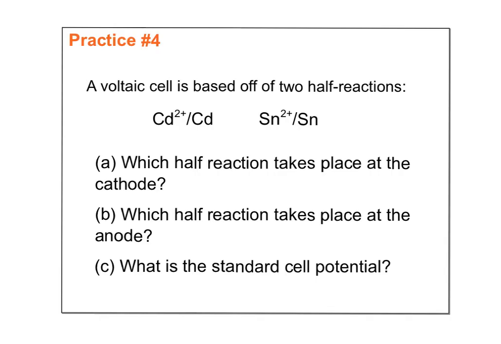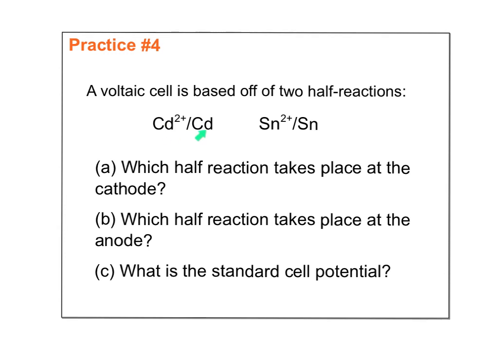All right, one more practice for you. I just have 2 half reactions, cadmium 2 plus and cadmium, tin 2 plus and tin. I want you to find the half reactions on your chart that have both of these. Well, obviously, one would be reactant, one product, but they're all written as reductions. And I want you to tell me what goes at the cathode, the anode, and calculate the cell potential. I will put the answers up in 3, 2, 1.